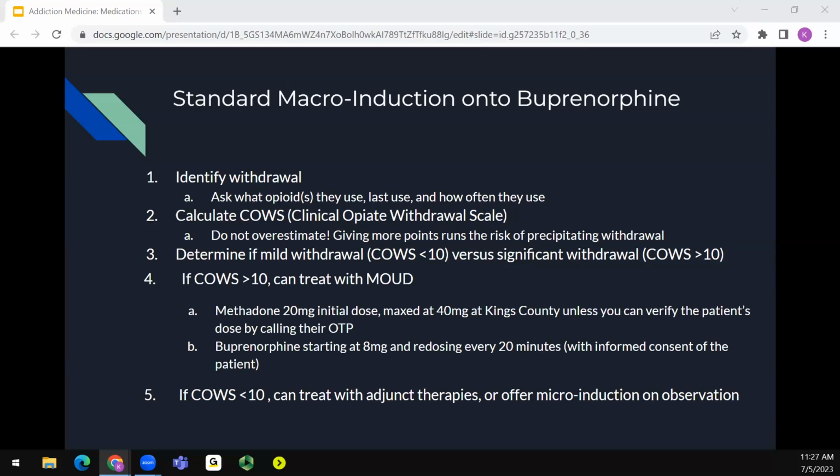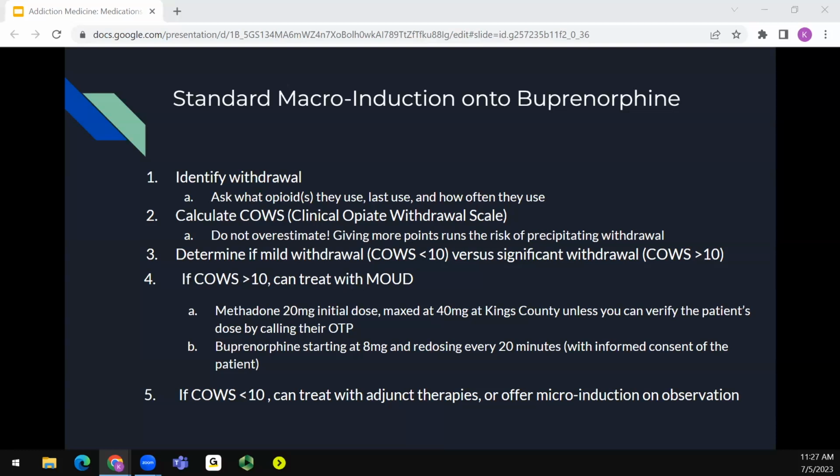The other medication, bup, usually we're starting at 8, redosing every 20 minutes, and this is with informed consent of the patient. Letting them understand what we're doing, what the medication will do, the potential side effects, and all of these things, because informed consent is going to be the most important thing about this whole process. So they are just as on board as you are.